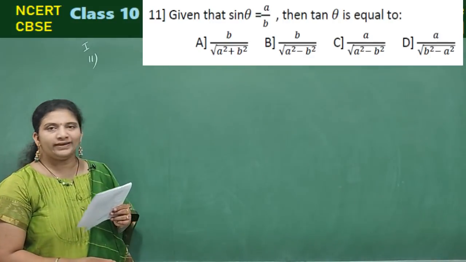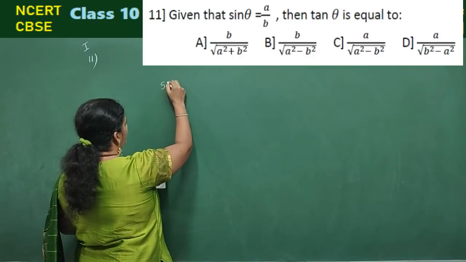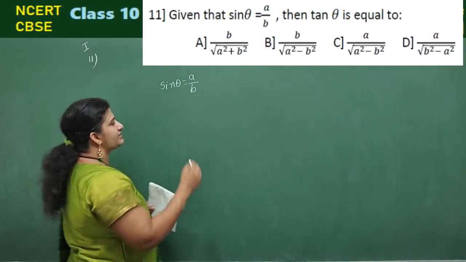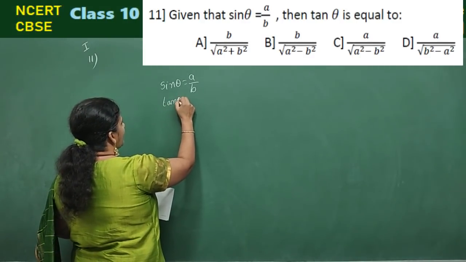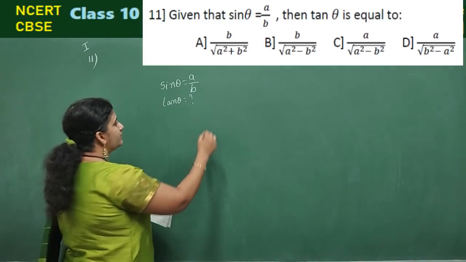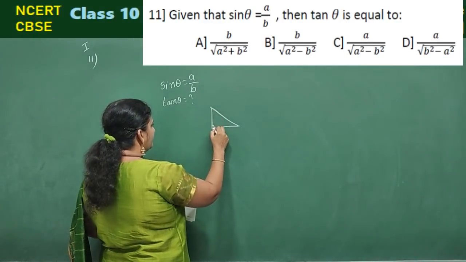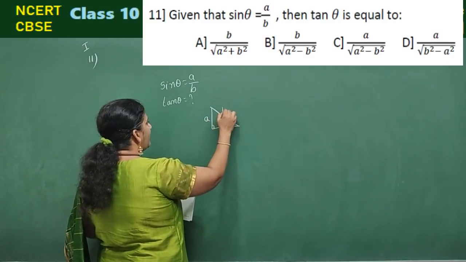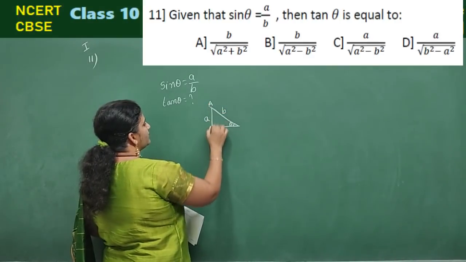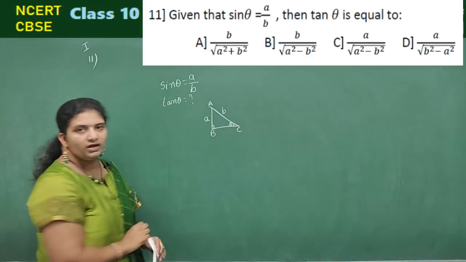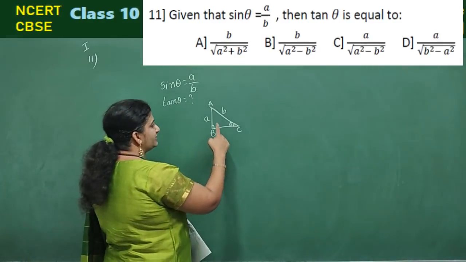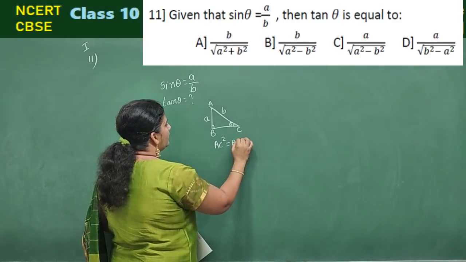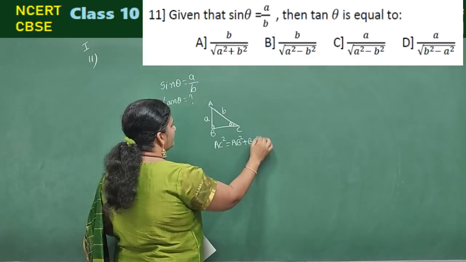11th question. Given that sin theta is equal to A by B, then tan theta is equal to, what is tan theta is your question. Suppose if I take a right angle triangle here, if the theta is here, sin theta means opposite by hypotenuse. Let us mark this A, B, C. First, we need to calculate adjacent by using Pythagoras theorem. That is, AC square is equal to AB square plus BC square.